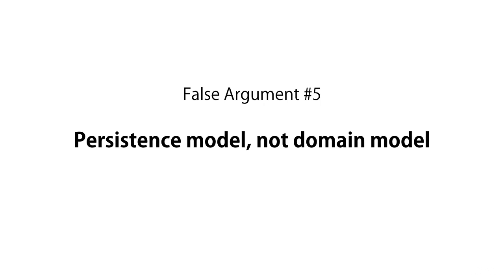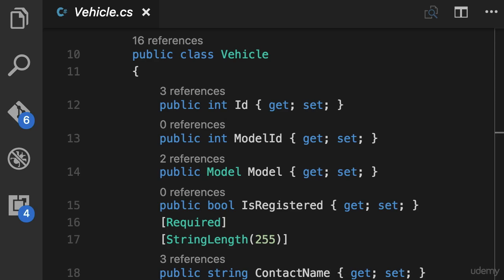Now, here's another false argument. I've seen some people referring to the classes we have in our application domain as a persistence model. So this Vehicle class we have here, they say this is a persistence model. It's for Entity Framework to load data from a database. And we need a separate domain model. And I ask why? Why would you want to do that?